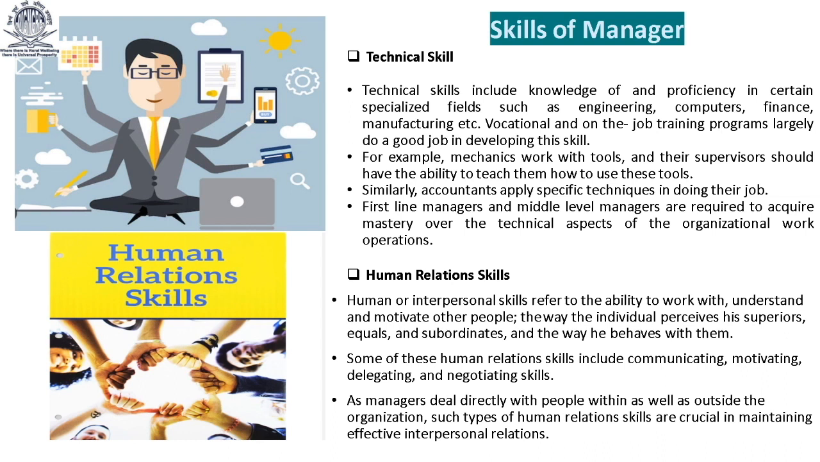First line managers and middle managers are required to acquire mastery over the technical aspects of organizational work operations. The second one is human relationship or human relation skills. Human or interpersonal skills refer to the ability to work with, understand, and also motivate other people, the way the individual perceives their superiors, equals and subordinates, and the way he behaves with them.